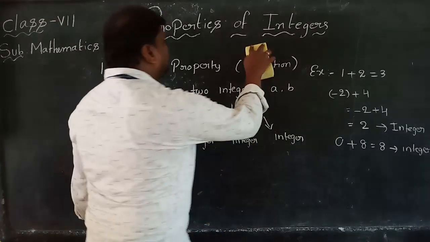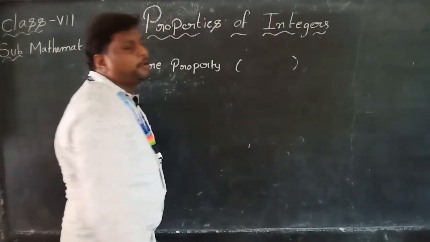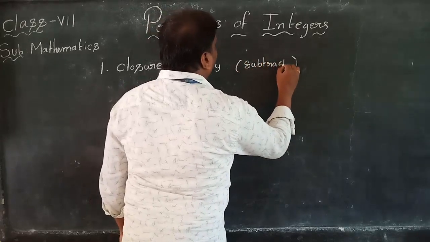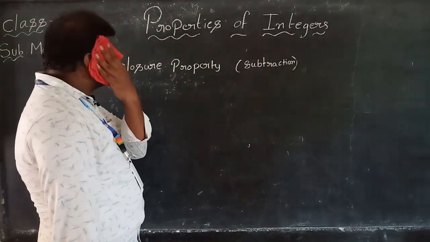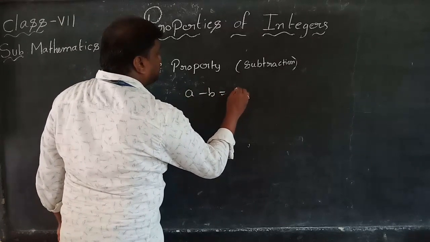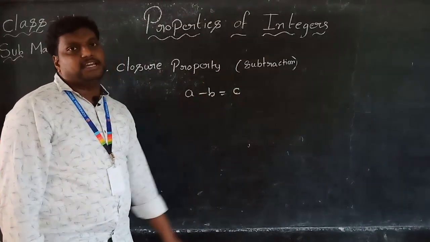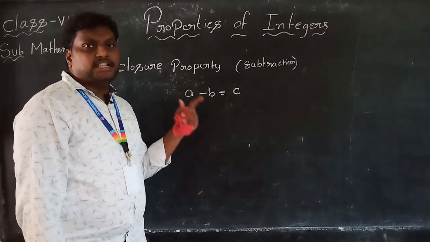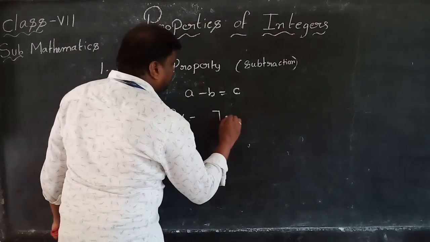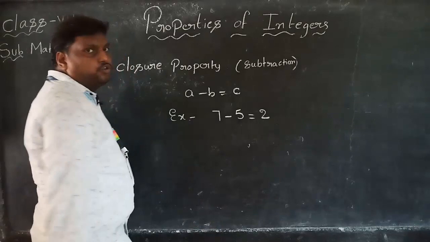Next property, closure property under subtraction. Here also the general form is a minus b is equal to c, which means the difference between two integers is also an integer. For example, 7 minus 5 is equal to 2. 7 is an integer, 5 is an integer and 2 is an integer.